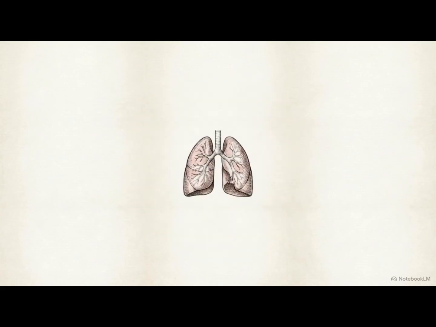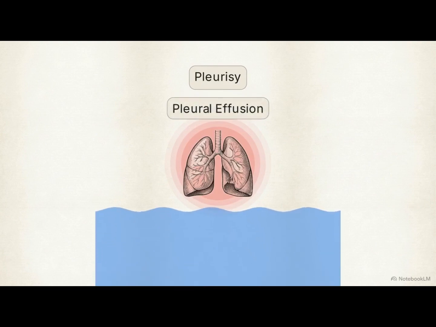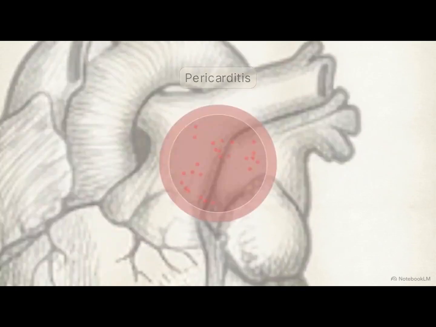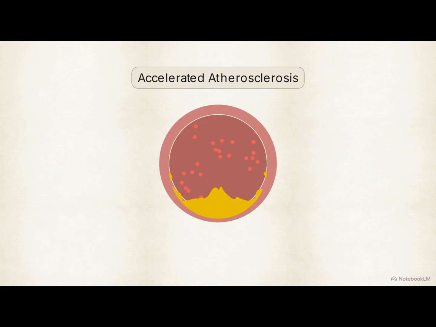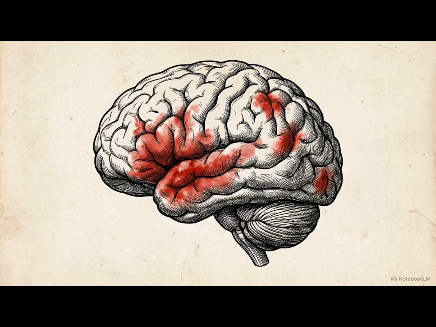When SLE targets the internal organs, the cardiopulmonary system is frequently involved. Patients commonly develop recurrent pleurisy, often with pleural effusions. Cardiac complications are also significant, most notably pericarditis, along with accelerated atherosclerosis, which drives long-term morbidity. The central nervous system is equally vulnerable. Mild cognitive impairment is common, but the disease can trigger severe neurologic events, including ischemic strokes, seizures, transverse myelitis, and distinct personality changes or psychoses.